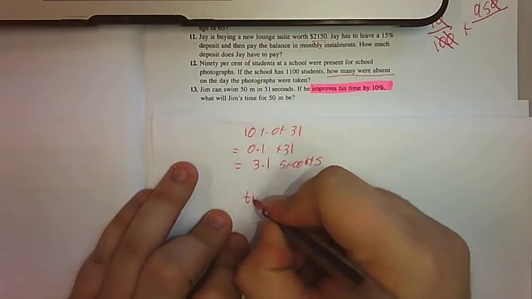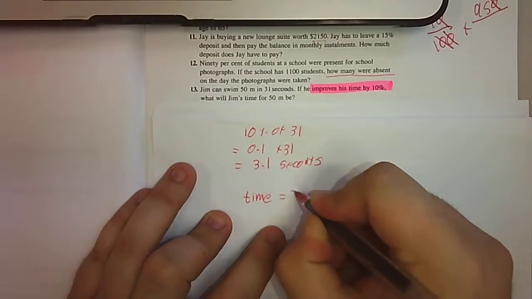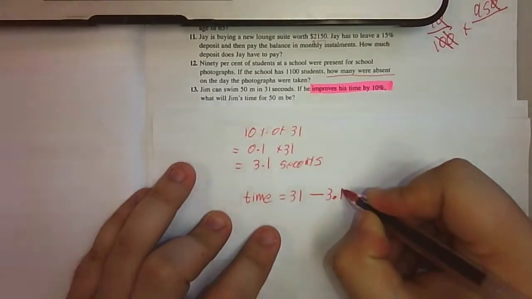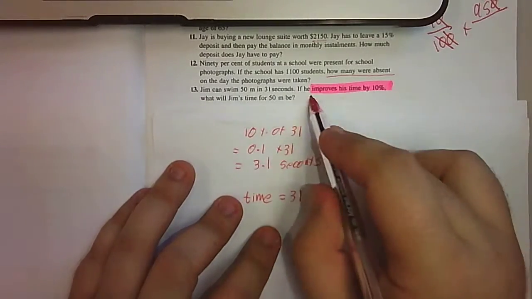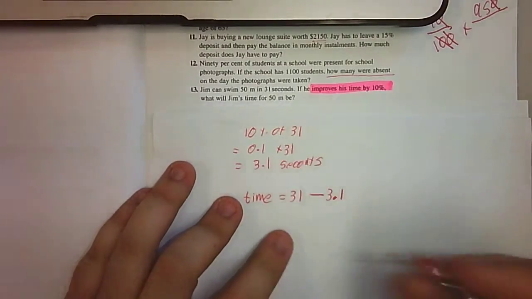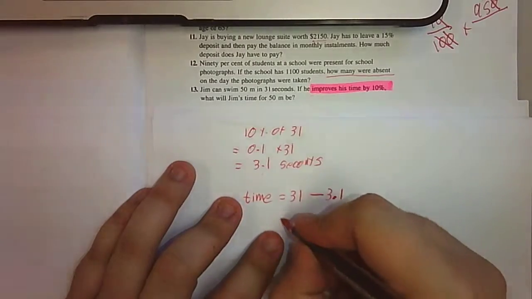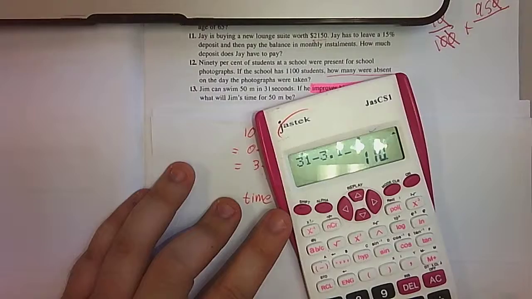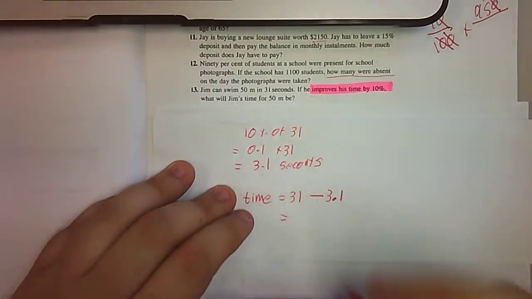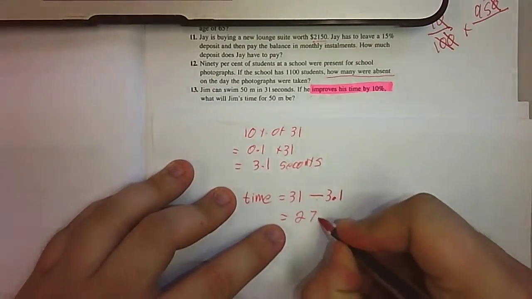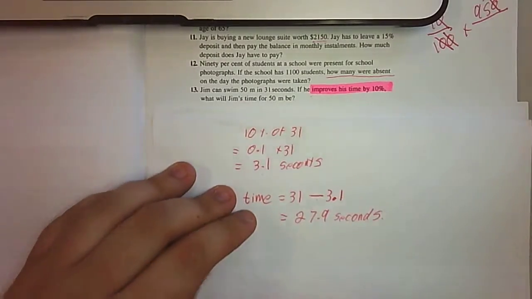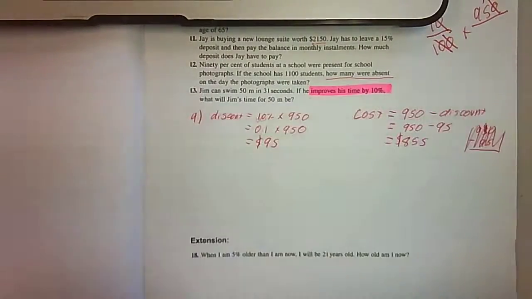So the time is going to be 31 minus 3.1, because the shorter your time is, the better it is. And it said the improvement. Okay, so that's why we've got this minus here. Get your calculator out, 31 minus 3.1, and you get 27.9. So 27.9 seconds. Okay, that's that one done.